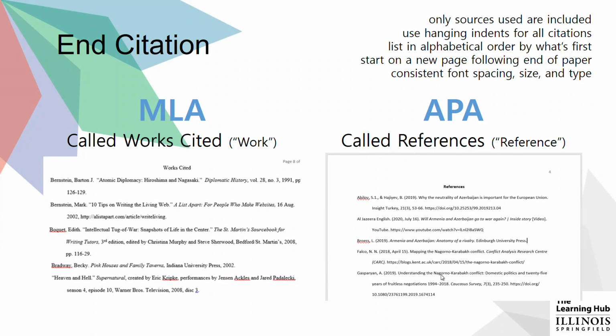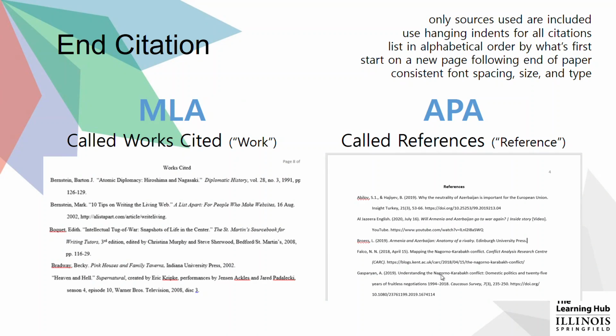There are still some similarities though. In both MLA and APA, you only cite the sources that you actually use in your paper. It's the works cited in your paper. It's the references in your paper. So make sure that you're not including anything that you don't actually end up using.